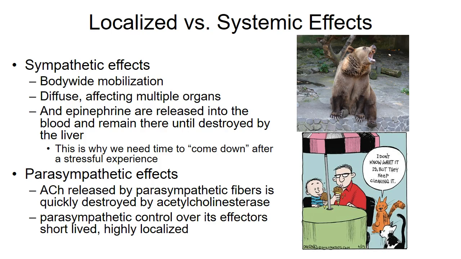Okay? So we've talked about the two divisions, parasympathetic and sympathetic, what their physiological responses are, some of the neurotransmitter and also pathway differences between the two. And then now we've looked at localized versus systemic effects differences. Okay?